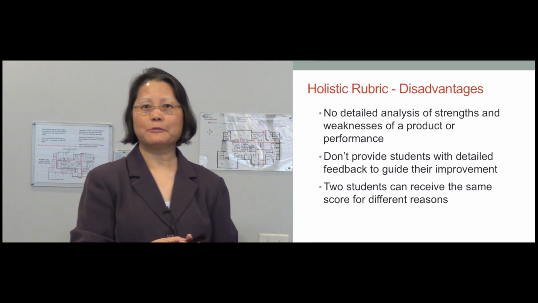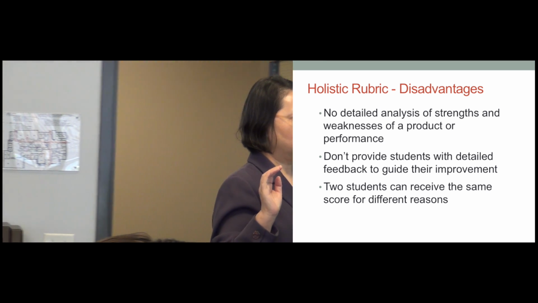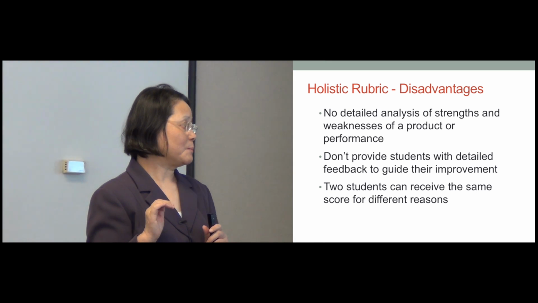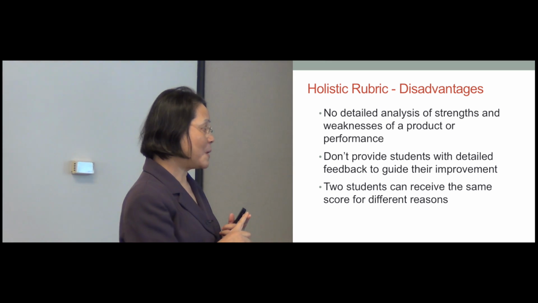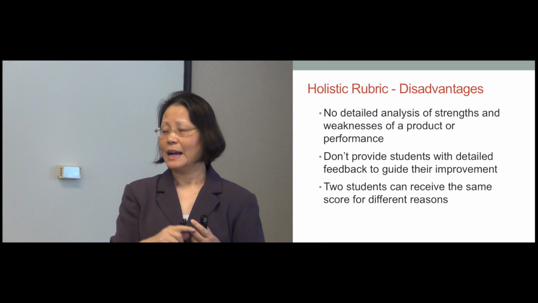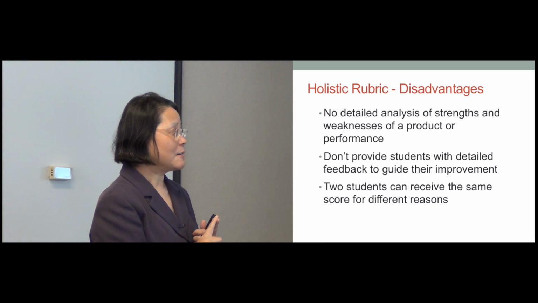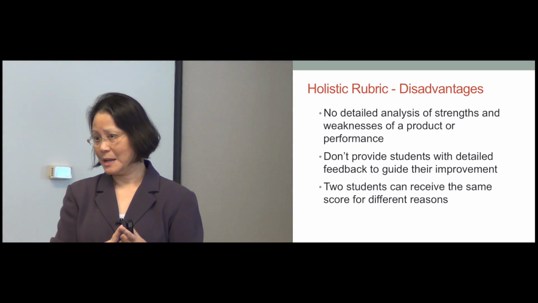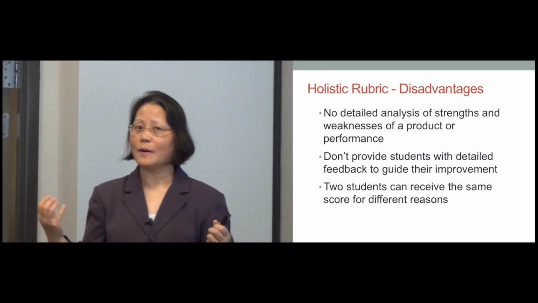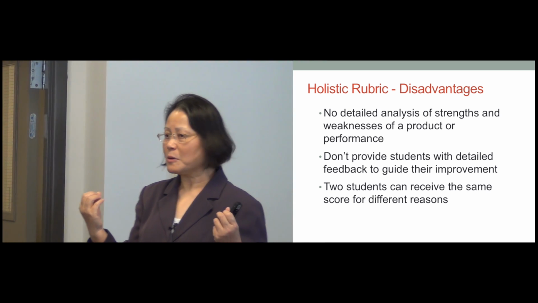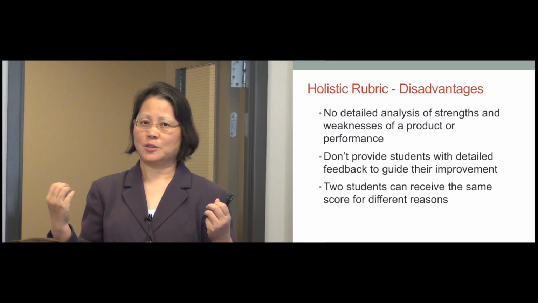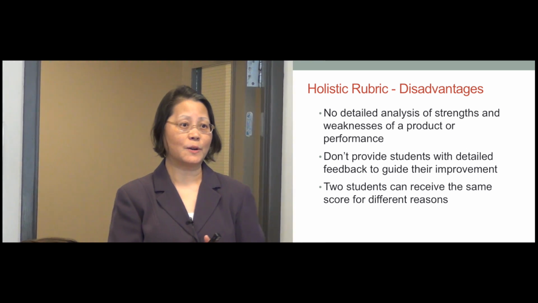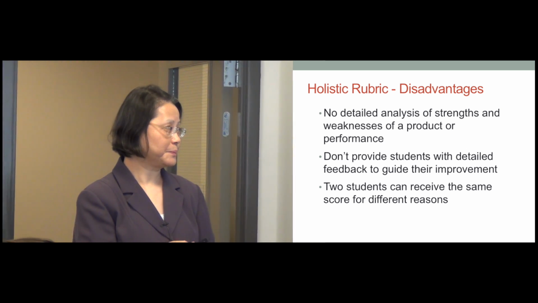But I can go back here. For instance, in this case, if 2 students both receive level 2, one student may have received level 2 because that student did not do well in expressiveness, and another student got level 2 maybe because that student did not do very well in articulation. But those 2 students both receive level 2 scores. They don't know which part is their strength and which part is their weakness. They don't know that. That's the disadvantage of the holistic rubric.